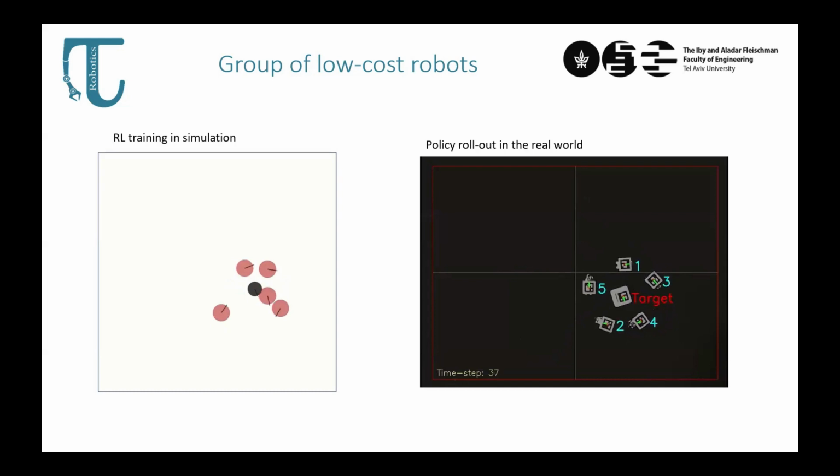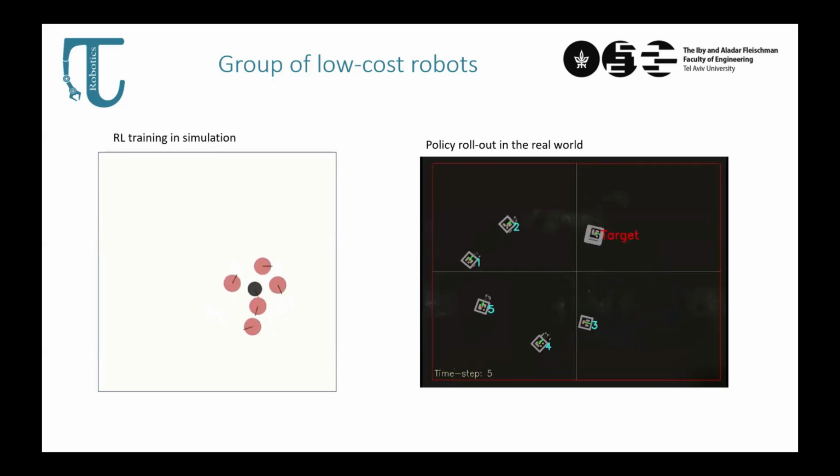So here these agents are working together to reach the target. Of course, when we reach the target, the system is a little bit unstable and they start to move around the target. And they do it a few times, and it's kind of nice, but it's not something new.